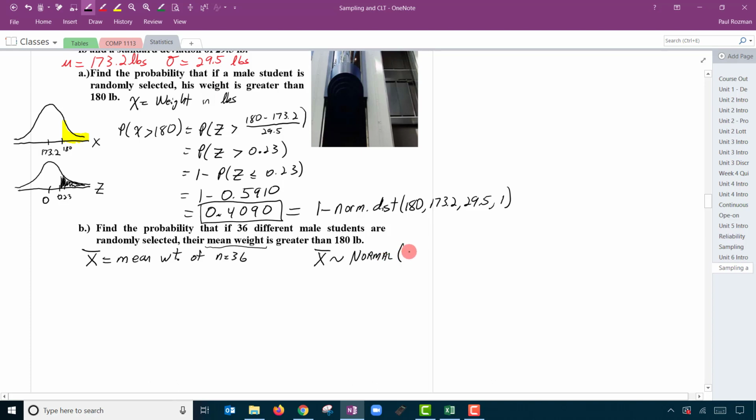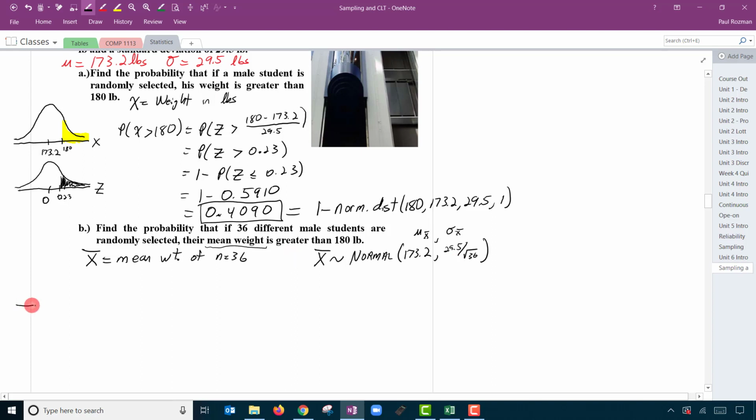It will have a mean of 173.2. This is mu of X bar. And then the other parameter is sigma X bar, which in this case is the 29.5 over the square root of 36. X bar is distributed normally with a mean of 173.2 and a standard deviation or standard error of 29.5 over root 36. Notice that's really the difference between this problem, part B and part A.